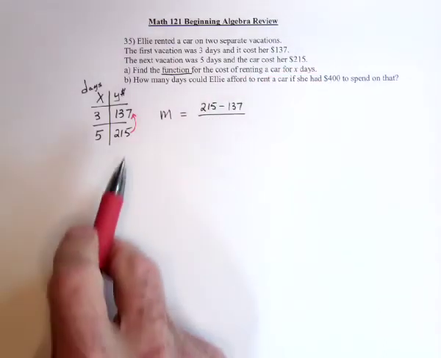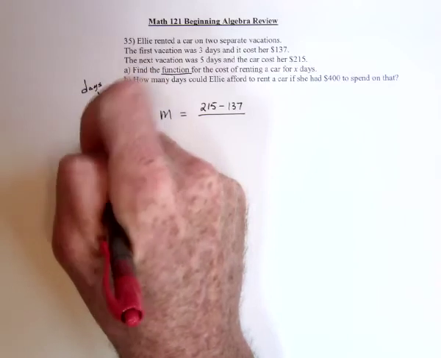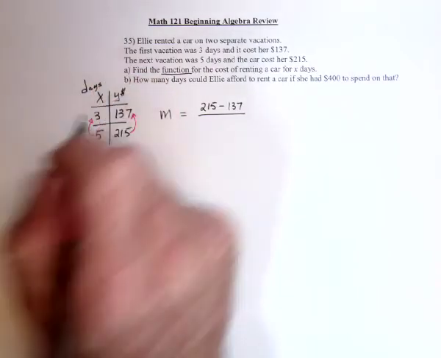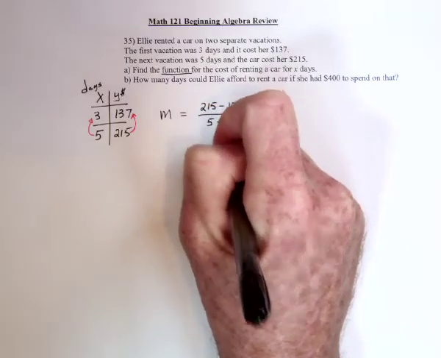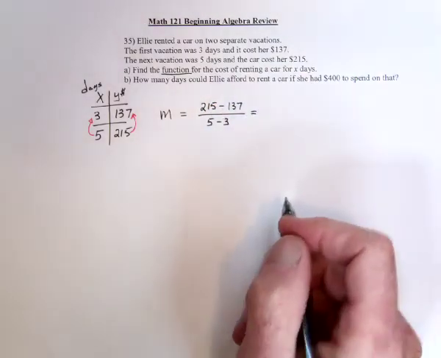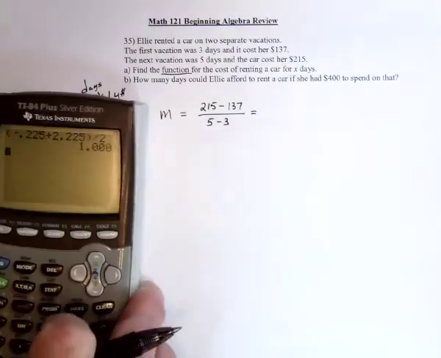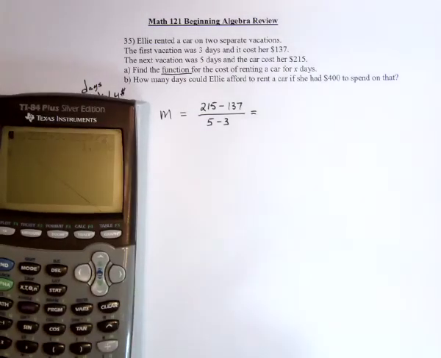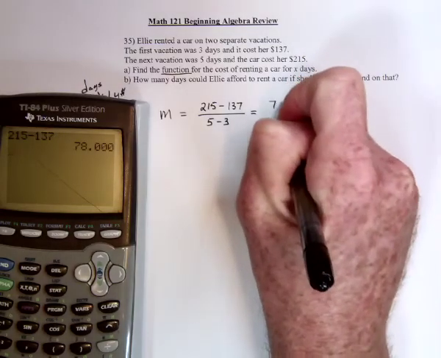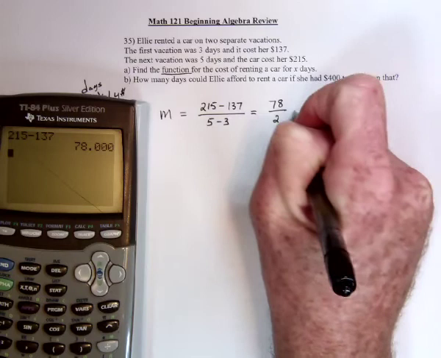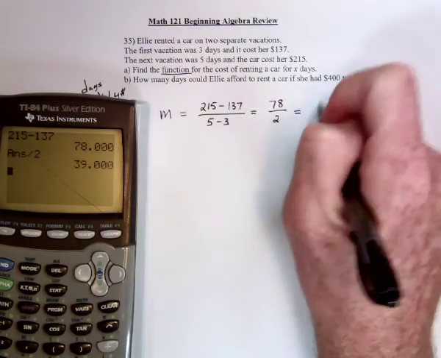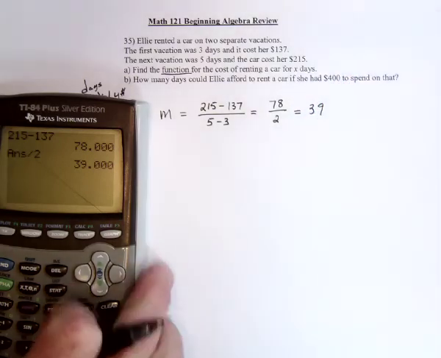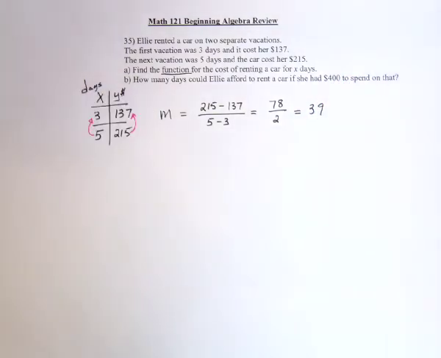Because I subtracted that direction, going up, I have to do the same thing on the x's. Go from the bottom to the top. So 5 minus 3. Okay, so 215 minus 137 is $78. So this is basically saying it's $78 every 2 days. Or if you go ahead and divide by 2, it's basically saying it's $39 a day. So the average cost is $39 a day.